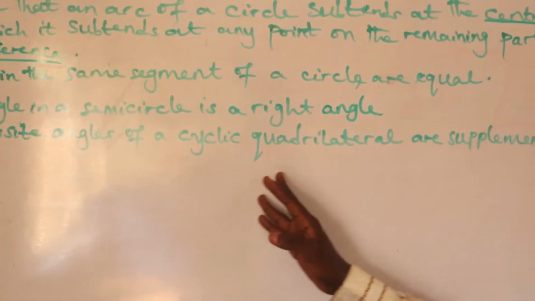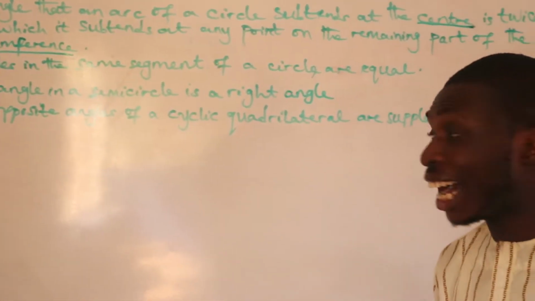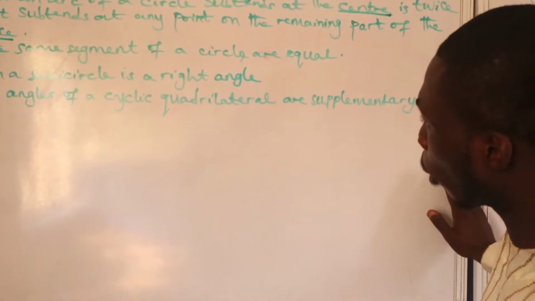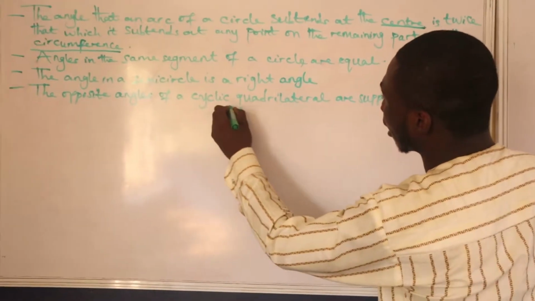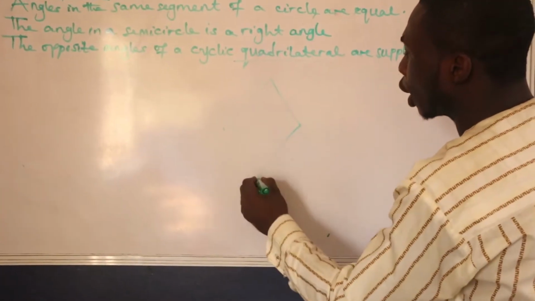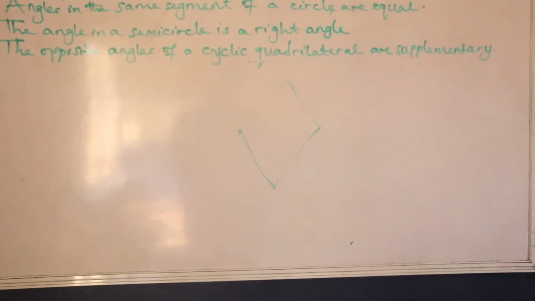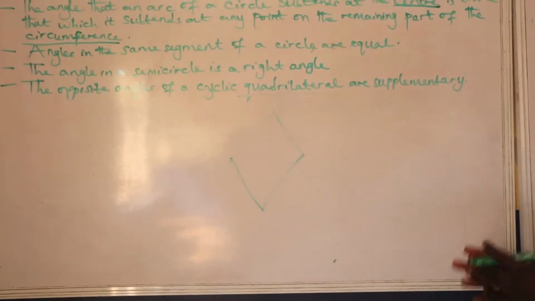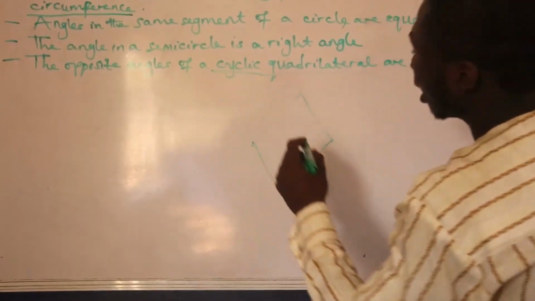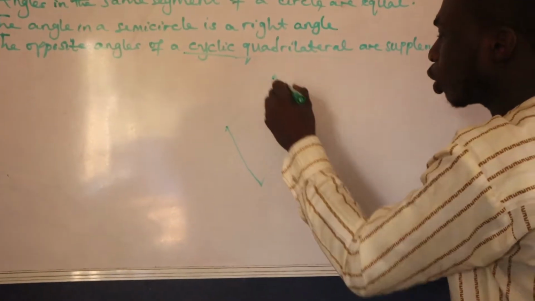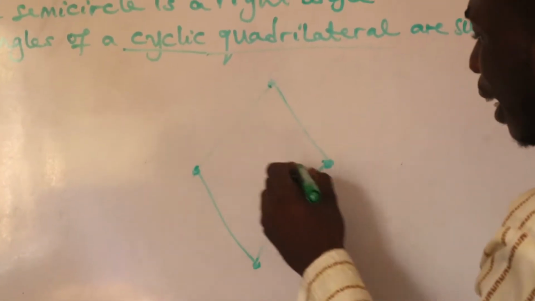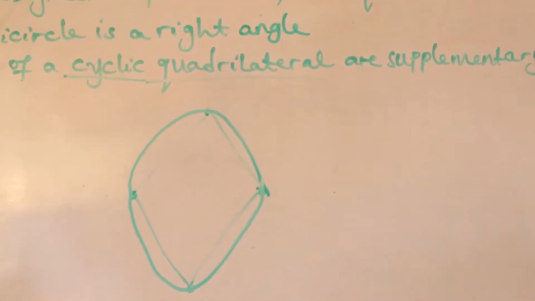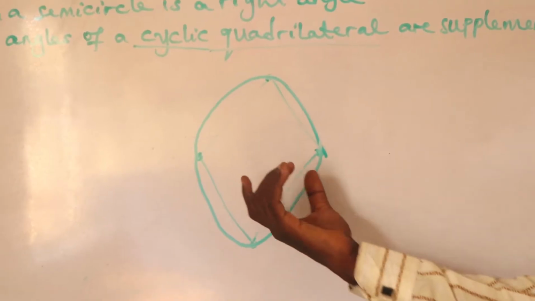So, the last theorem for today, which is theorem 4, states that the opposite angles of a cyclic quadrilateral are what? Supplementary. When they say quadrilateral, a quadrilateral is a four-sided shape. You can have a kite, a rectangle, a square, and the likes. So a quadrilateral is a what? Four-sided shape. This cyclic is actually explaining that the vertices of this quadrilateral are embedded or encompassed in a what? Circle. So this is what makes it a cyclic quadrilateral.